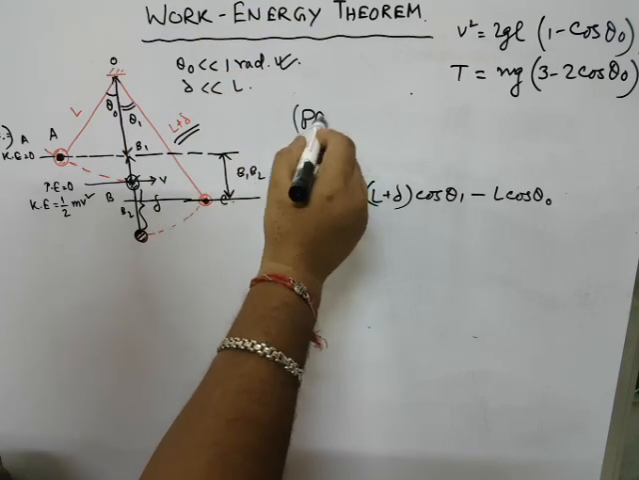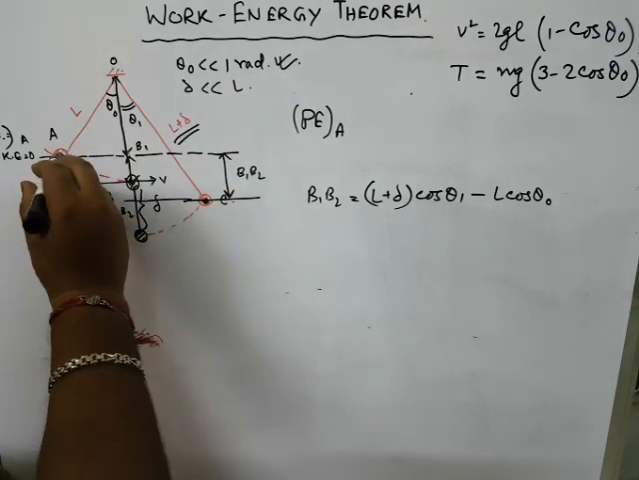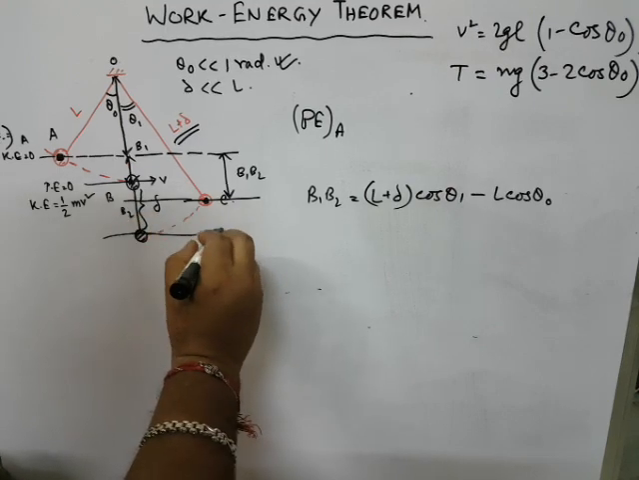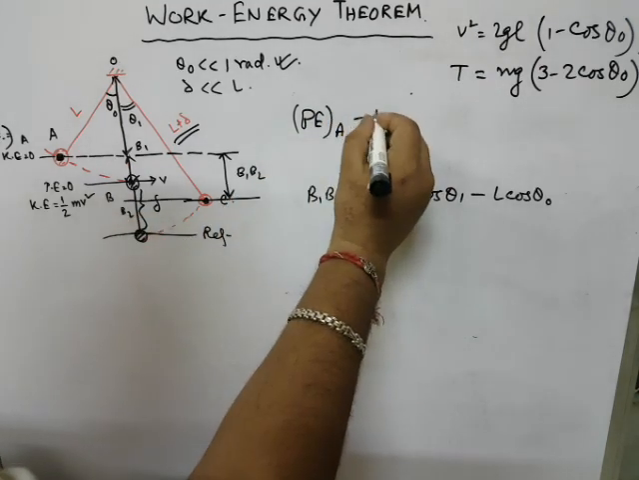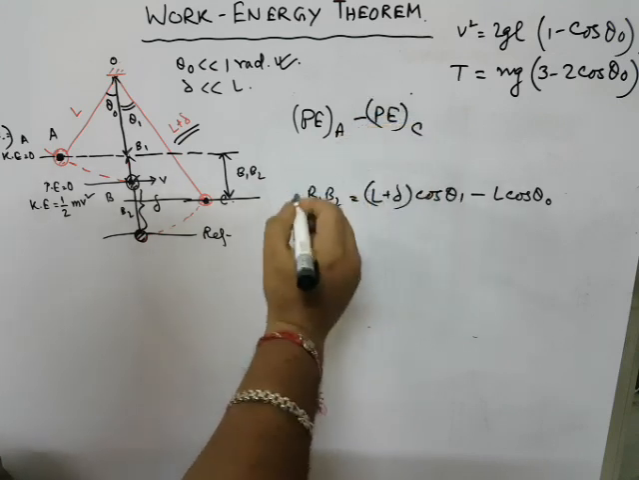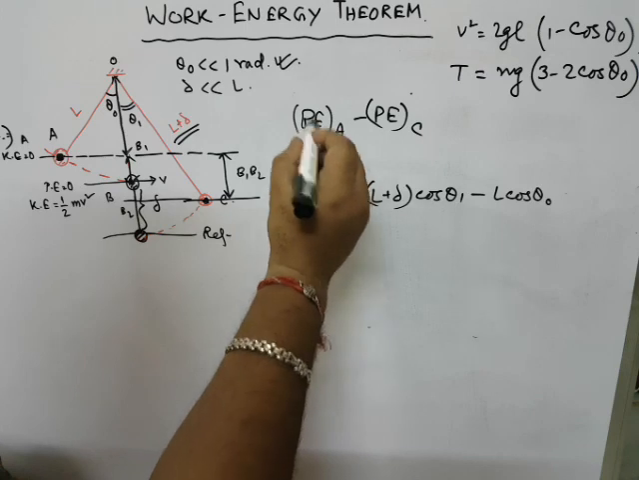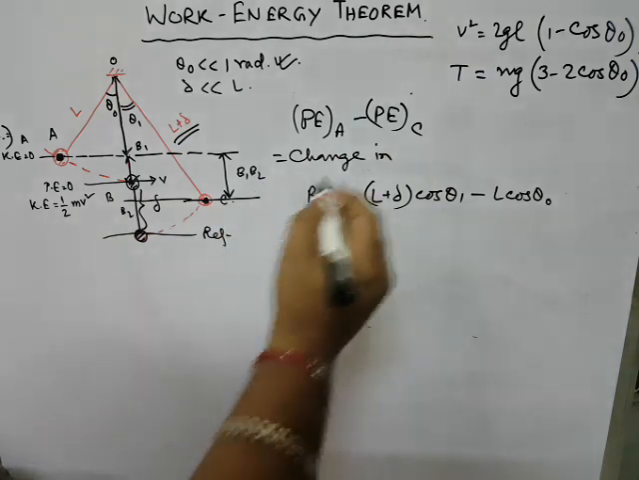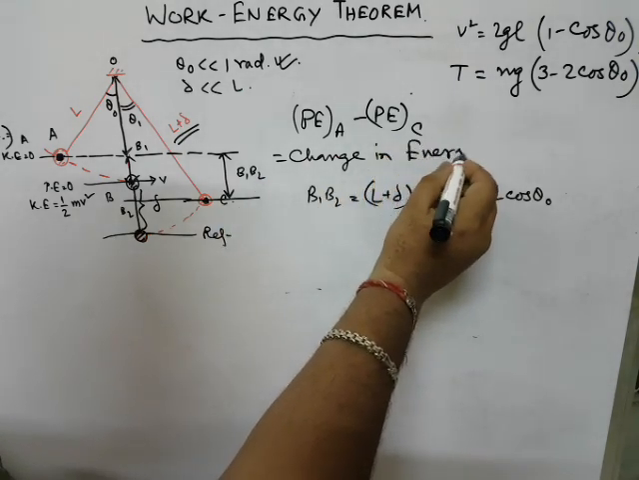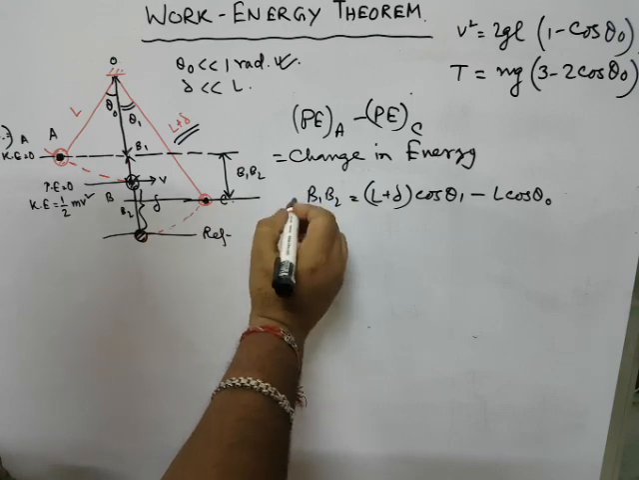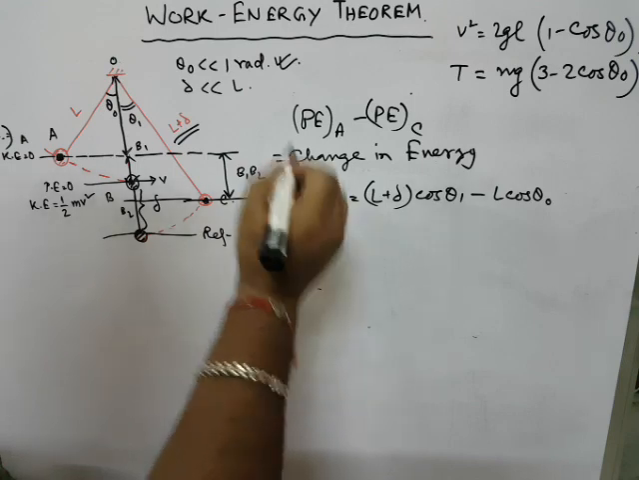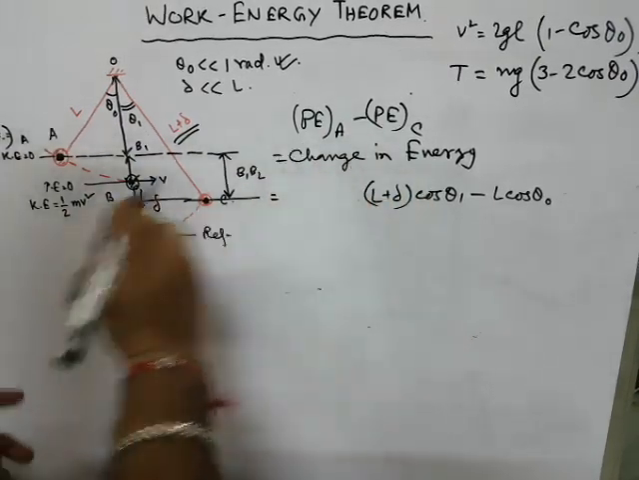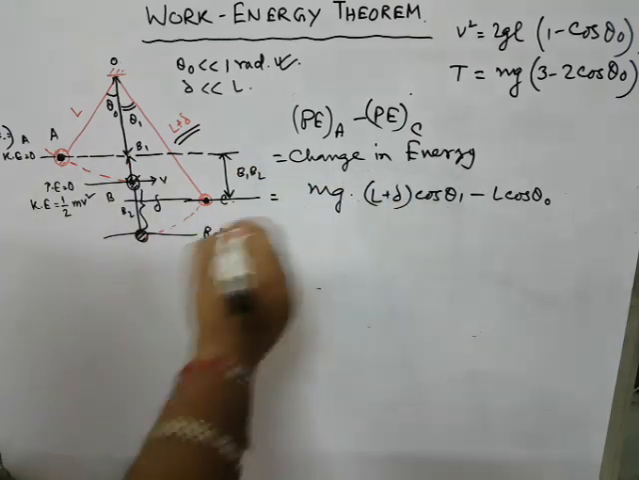Potential energy at A is higher because A is at a higher point than C, and potential energy at C is at a lower point. So now take this as reference. What will be the difference between potential energy at A and potential energy at C? This is the change in energy. This is the height B1 B2. Just multiply mg with this and you will get the potential energy difference. So mg into B1 B2 will give you mg into (L plus delta) cos theta 1 minus L cos theta 0.